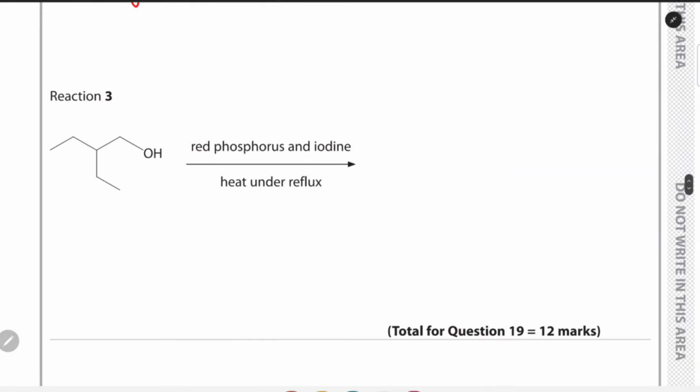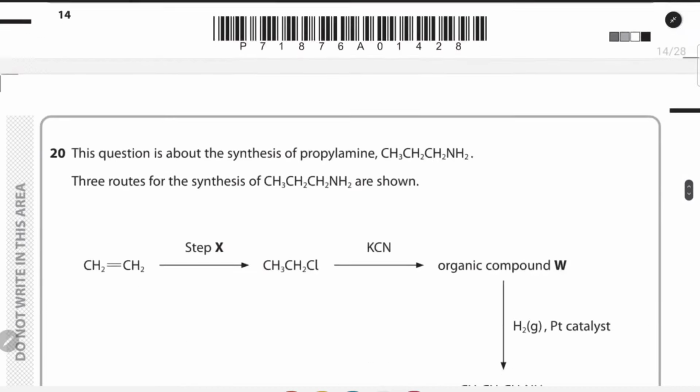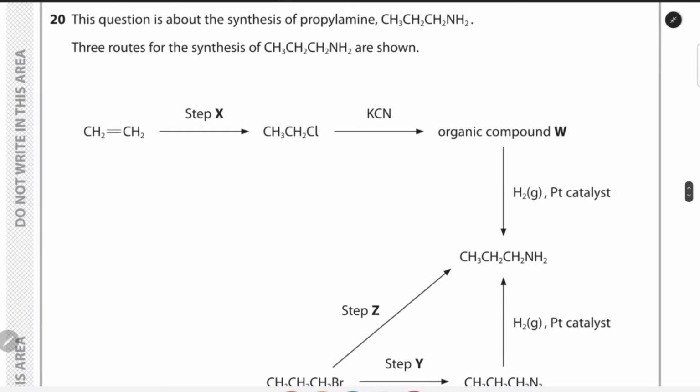Now in reaction 3, we have another alcohol. This is reacting with red phosphorus and iodine and then heated under reflux. So we'll have a nucleophilic substitution. You don't have to know the mechanism. So over here the OH is being replaced by I. So the same molecule, just instead of OH we'll have an I. Now on to question 20.